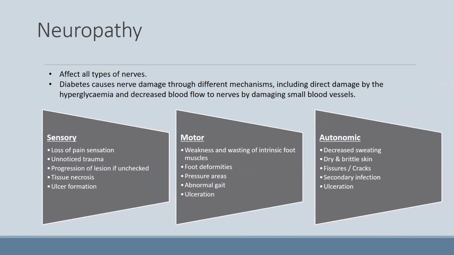And then when we go back into more detail on diabetic neuropathy, what is it? This affects all types of nerves: sensory, motor, as well as the autonomic nervous system. And like I said, there are many different mechanisms. One of the mechanisms is that the hyperglycemia itself causes an osmotic gradient that draws water into the nerve sheath, and that results in edema and demyelination of the nerve sheath.